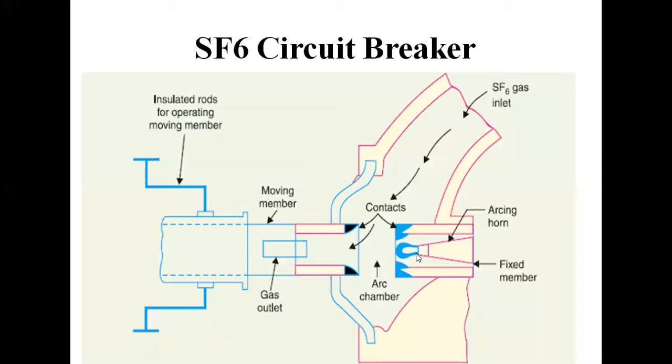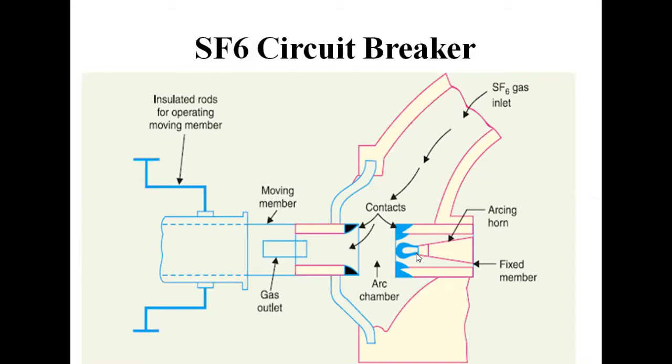In such breakers, SF6 gas is used as an arc quenching medium. Arc quenching medium means arc extinguishing medium. Basically, SF6 is an electronegative gas and has a strong tendency to absorb free electrons. Because of this property, we are using SF6 gas. The contacts of the breaker are opened in a high pressure flow of SF6 gas.